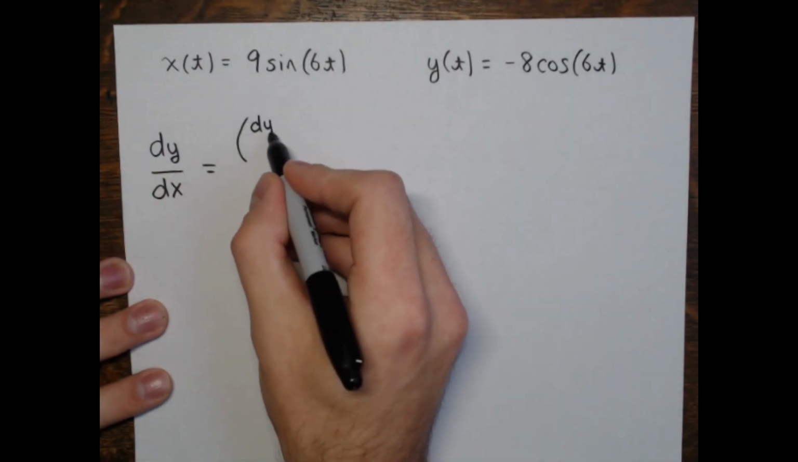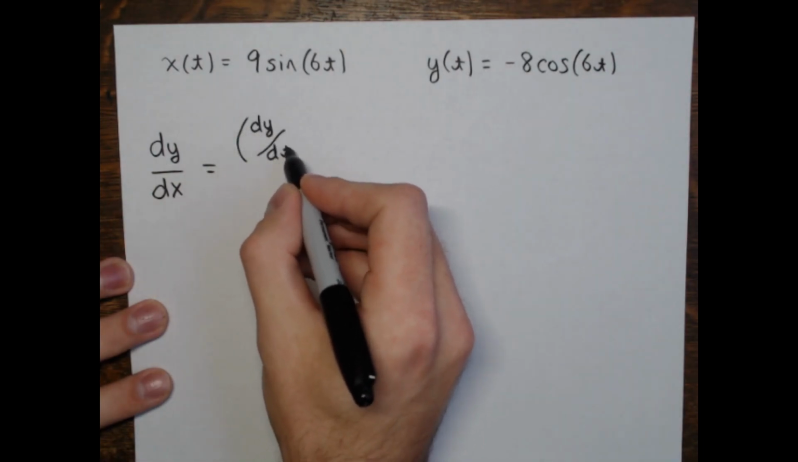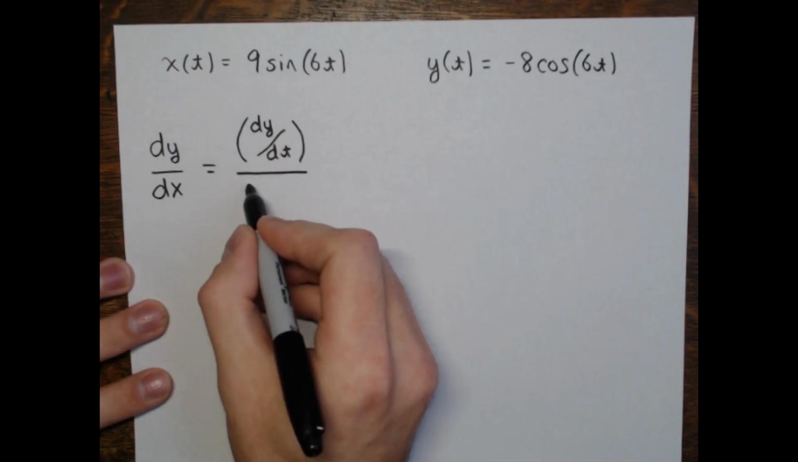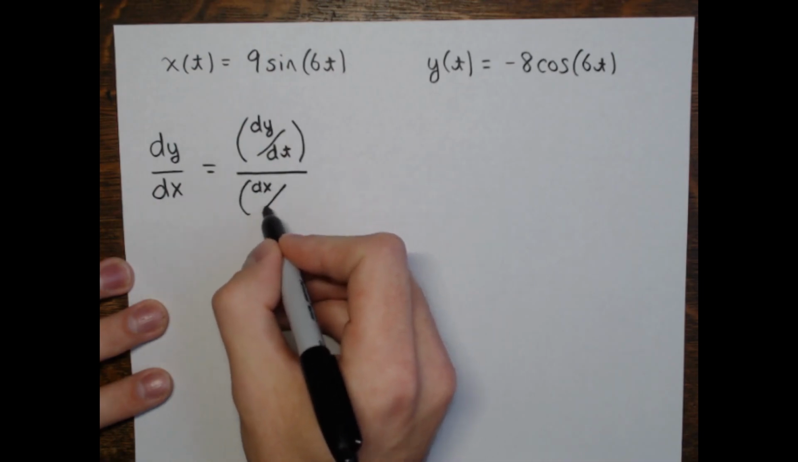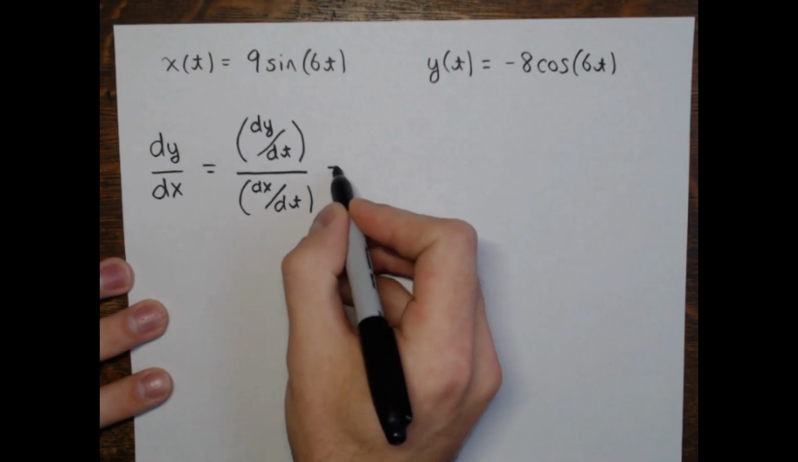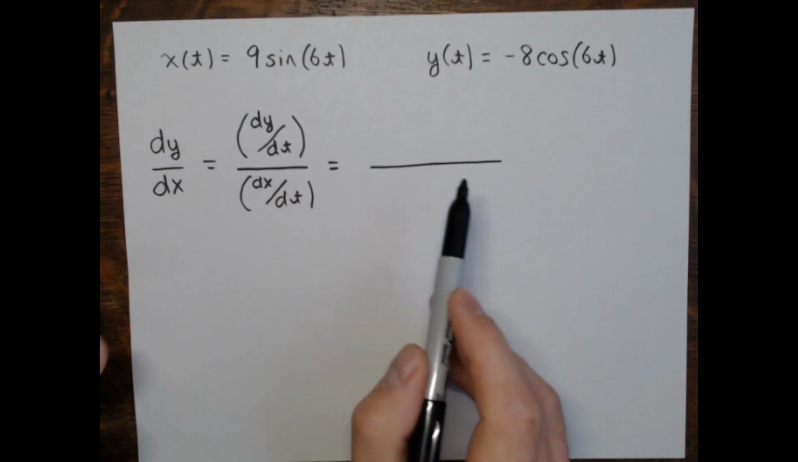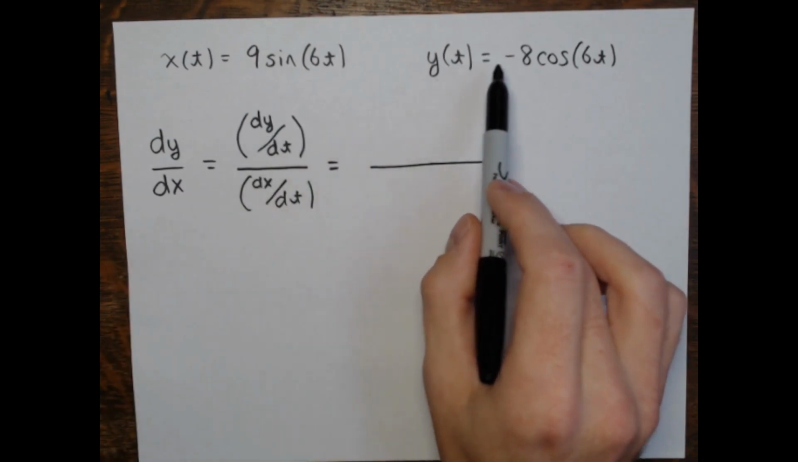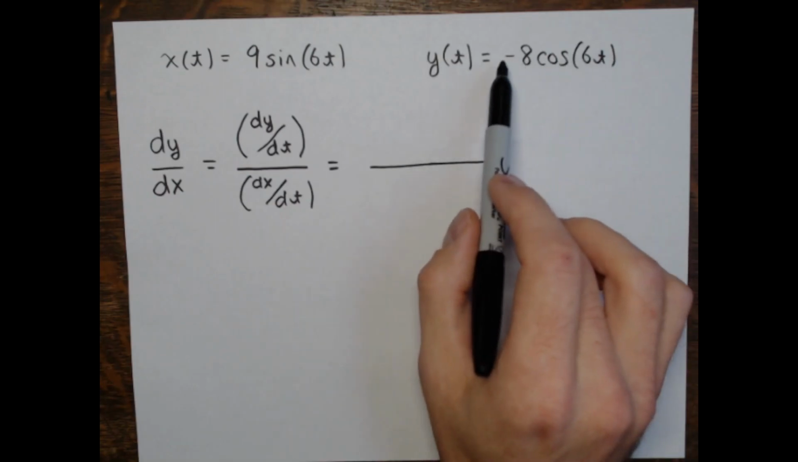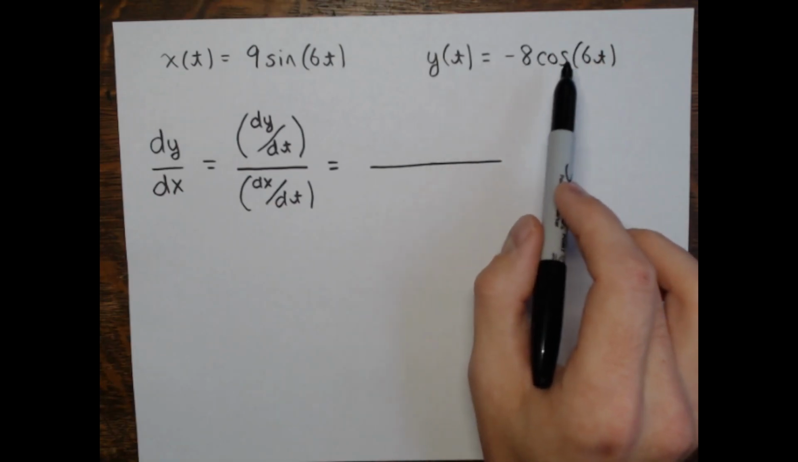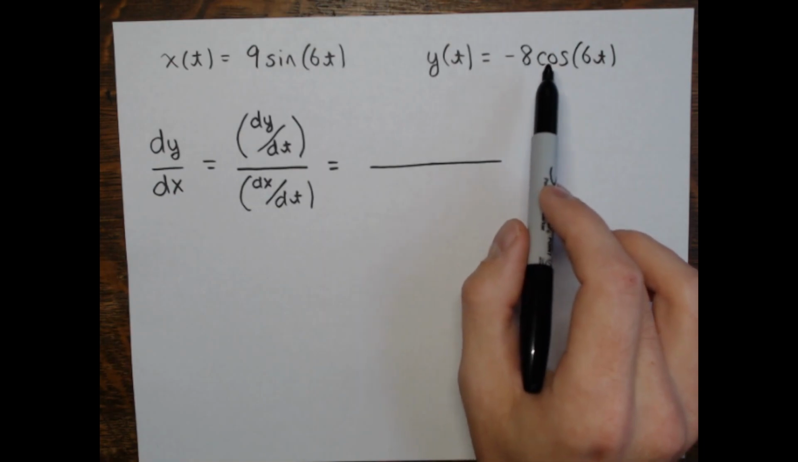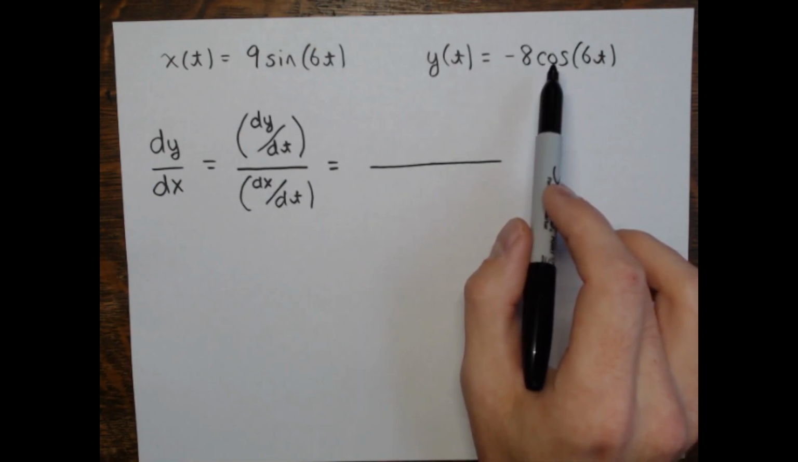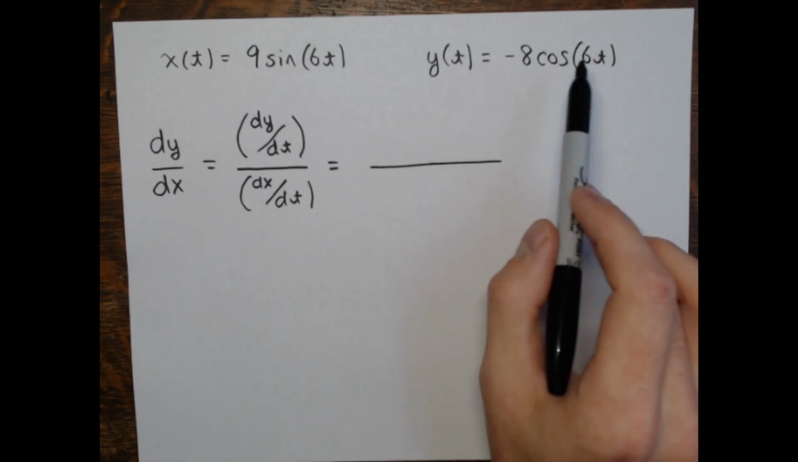Again, I'll keep writing this: it's the derivative of y with respect to t divided by the derivative of x with respect to t. So the numerator here is the derivative of y with respect to t. That's this here, the derivative of which would be negative 8 times negative sine of 6t times 6. Chain rule.